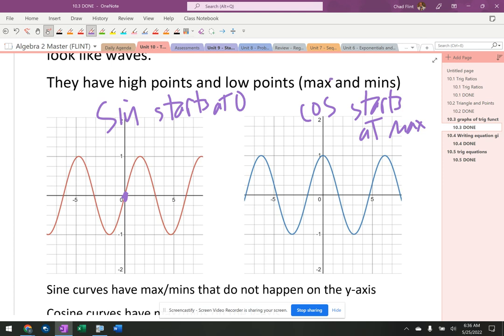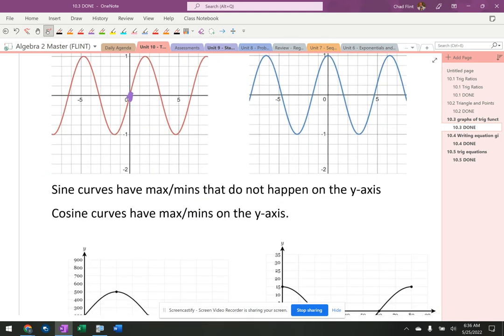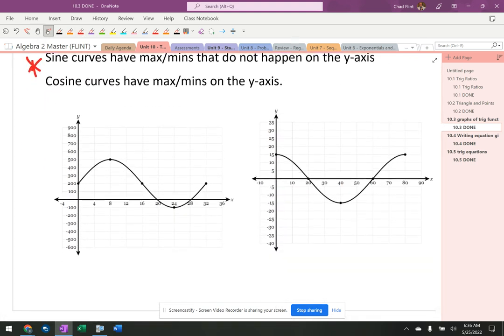So that's the difference there. They have high and low points, maximums and minimums. Sines start at the 0, and cosines don't. So right there, I have two different things to see which is which. Now obviously I say sine starts at 0. This sine doesn't start at 0, but this is not the maximum point either. So this is a sine curve. This is a cosine curve.